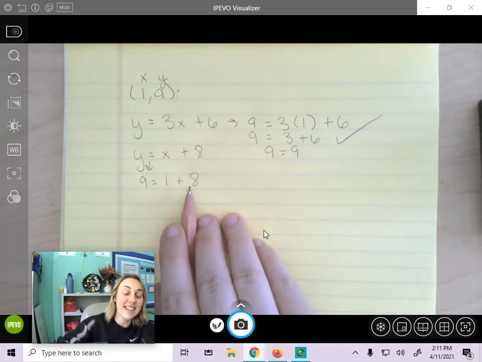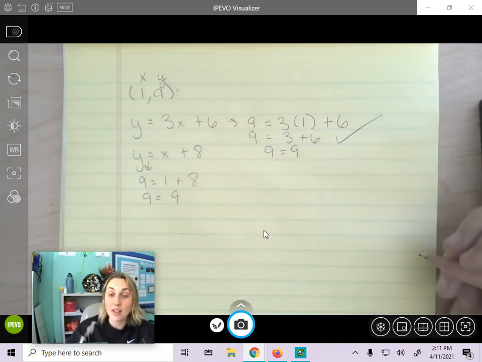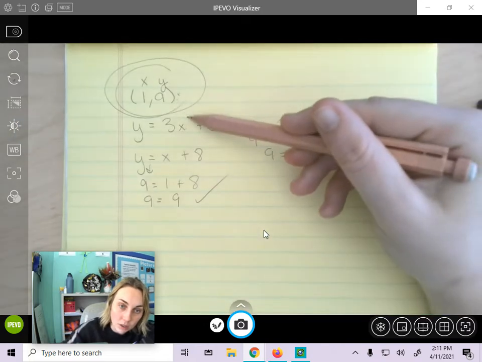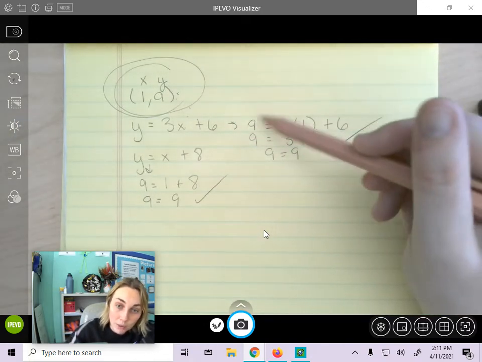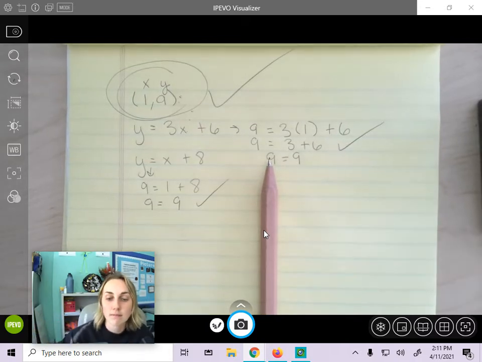1 plus 8 is equal to 9. 9 is also equal to 9. Therefore, this works. So this solution right here, this ordered pair, works for both equations. Therefore, it is a solution. And that's all you're doing.